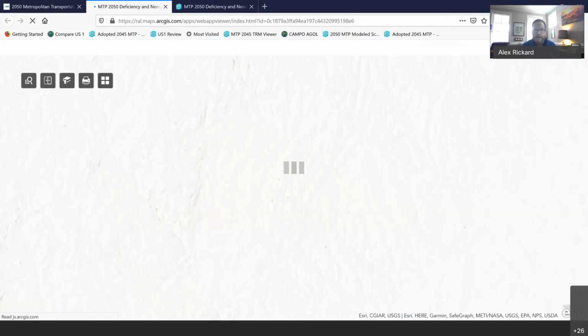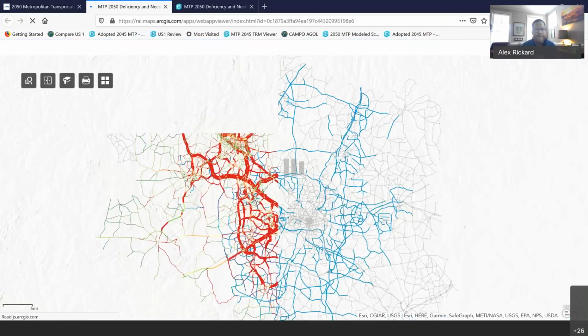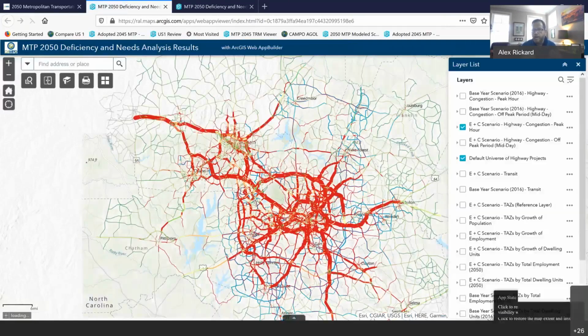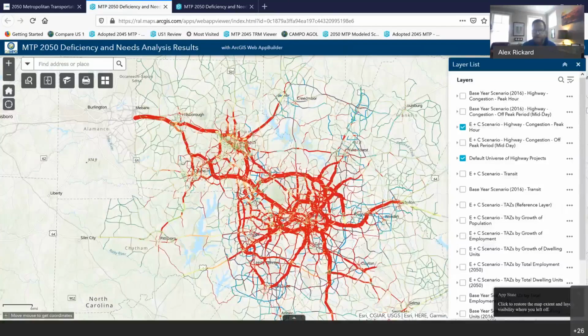And one of the nice things, if you can believe it, about working in a pandemic, in the past for the 2045 MTP, we would have you all come in after a TCC meeting and we'd lay out a number of large paper maps, which is good, but for the 2050 MTP, being that this is mostly going to be virtual, we're using ArcGIS Online and we're giving you access to far more data and information, and hopefully you'll follow up with us with more questions so we have a more informed MTP.